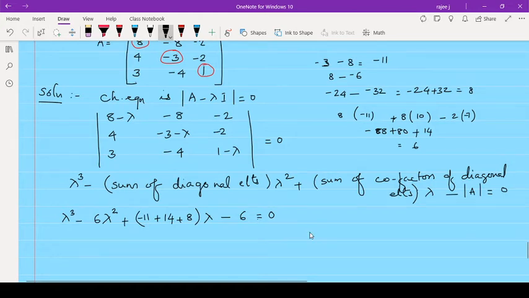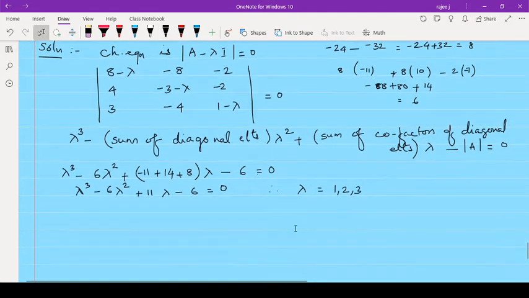The characteristic equation, that is lambda cube minus 6 lambda square plus 14 plus 8, 22, 22 minus 11. That means plus 11 lambda minus 6 is equal to 0. Therefore, on solving this one, you will get lambda equal to 1, 2, 3.